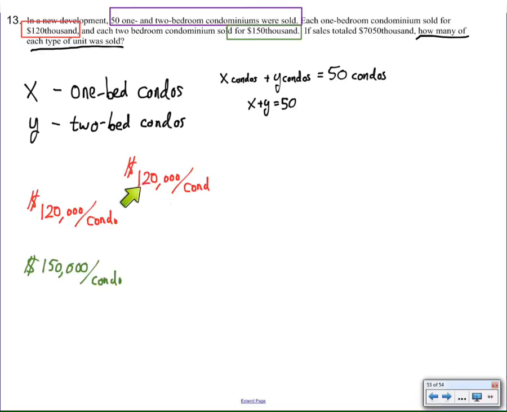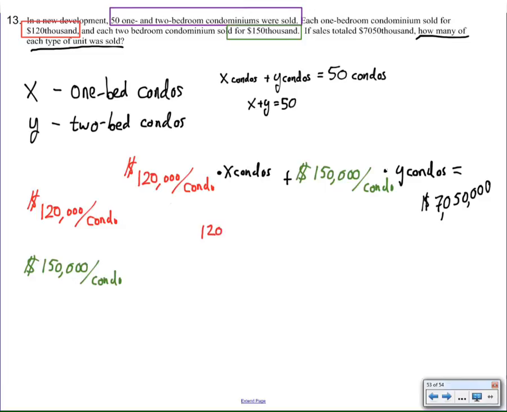For example, $120,000 per condo times X condos, which I don't know how many there are, but I know that there are X of them, and if I multiply by that rate, that's going to tell me how much money I made, because condo divided by condo, those divide out, and we're left with just dollars. We add that to the money made by selling the Y condos, and again, condo divided by condo, leaving us with just 150,000 Y dollars, and that's going to equal this huge number.